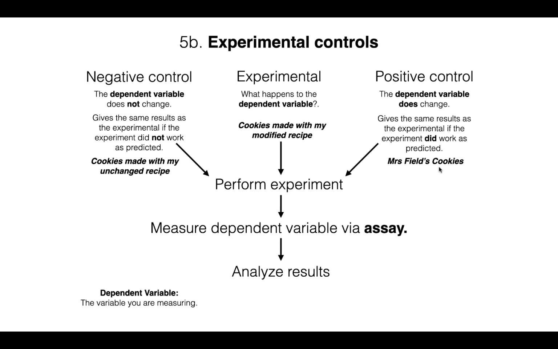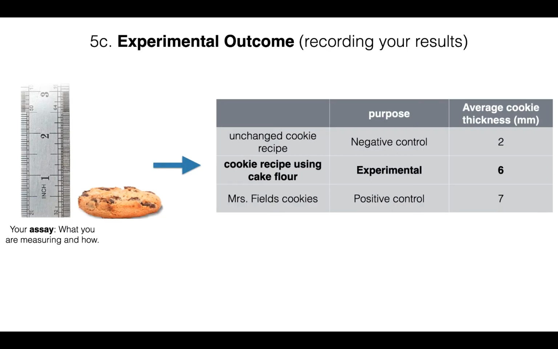Fields cookies. Now, the thing that we're measuring and how we're going to measure, that's called your assay. Okay, and that's how we're going to measure the dependent variable, the thickness of the cookies. And our assay in this particular example is just a ruler. We're going to use a ruler to measure the thickness of the cookies. Now, some of you might notice I've got my units here as millimeters because we're all scientists here, so we use metric, but in the image here it's inches. So anyway, don't worry about that discrepancy there.